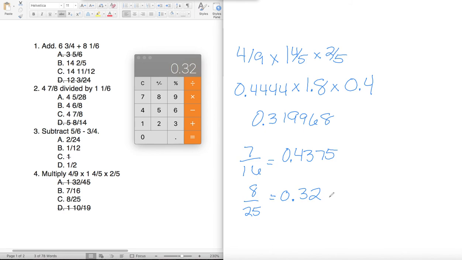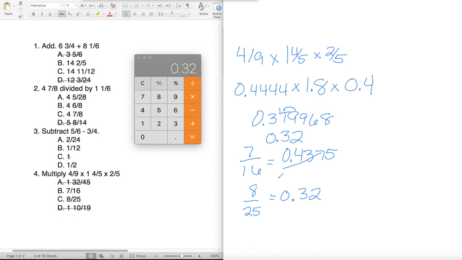So obviously 0.4375 is not very close to our number, right? It doesn't even start with the same digit. So hopefully we can convince ourselves that 0.319968 and 0.32 are almost the same, and they are. They're extraordinarily close, maybe more so than they appear, because if we were just going to round this to 2 decimal places, then the 9 would make the 1 round up to a 2, and it would be 0.32. So that is the correct answer, 8/25, answer C.